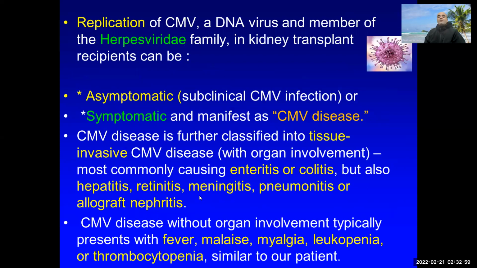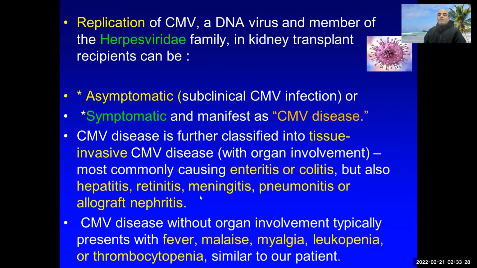CMV is a DNA virus, a member of the herpesviridae family, and a kidney transplant recipient can be symptomatic or asymptomatic. Asymptomatic is subclinical CMV infection, where you will just find a high CMV PCR. Symptomatic manifests as CMV disease.